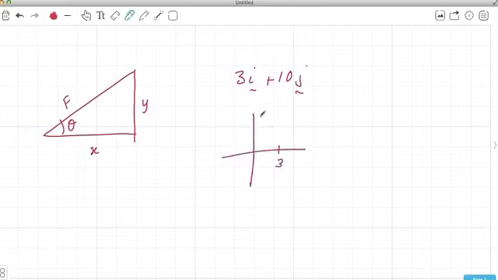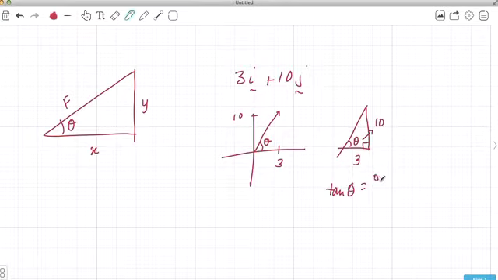So there's 3, not really to scale, but it's that kind of thing. And it's asking you for an angle. Now really what you're dealing with here is a right angle triangle where you've got 10 and 3 like that. So in order for us to find the angle theta down here, we're basically looking at tan of theta equals the opposite over the adjacent, which in this case is 10 over 3, which means that theta is inverse tan of 10 over 3.